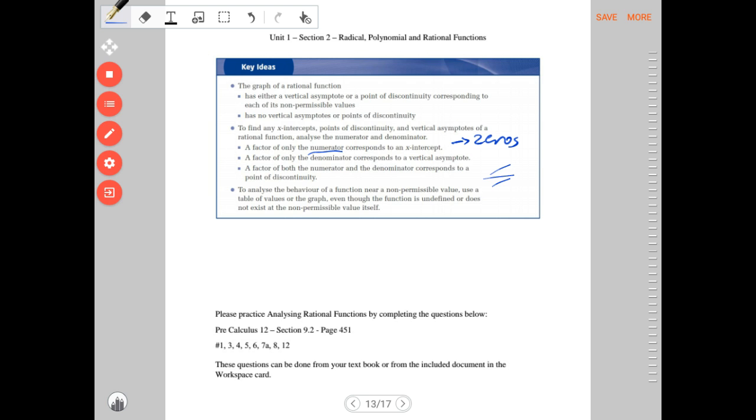To analyze the behavior of a function near the non-permissibles, we can use a table of values, even though the function is undefined or does not exist at the non-permissible value itself.